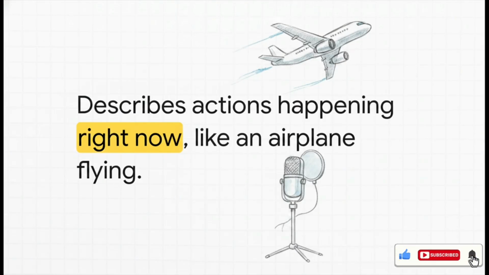Now, in stark contrast to permanent facts, we have the present continuous. This one is highly immediate. It's strictly used for actions happening right as we speak. Think of an airplane flying through the sky right now, or right at this exact second, I'm speaking on camera and you're watching this explainer. The action is actively unfolding.